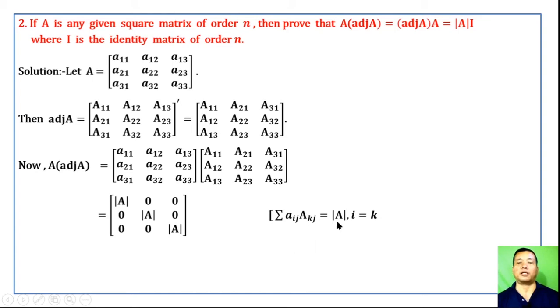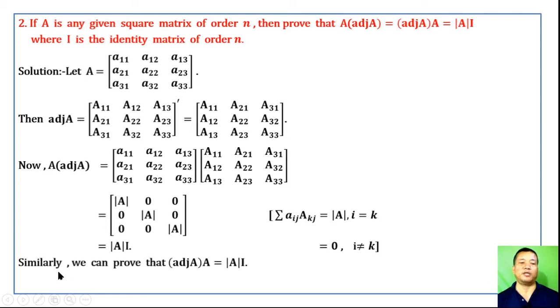So the diagonal entries give the determinant of A, and all the others are zero. The determinant of A is a common factor of every element, and we get the 3 by 3 identity matrix I. So A into adjoint A equals determinant of A into I. Similarly we can prove that adjoint A into A equals determinant of A into I. Hence A into adjoint A equals adjoint A into A equals determinant of A into I. Hence proved.